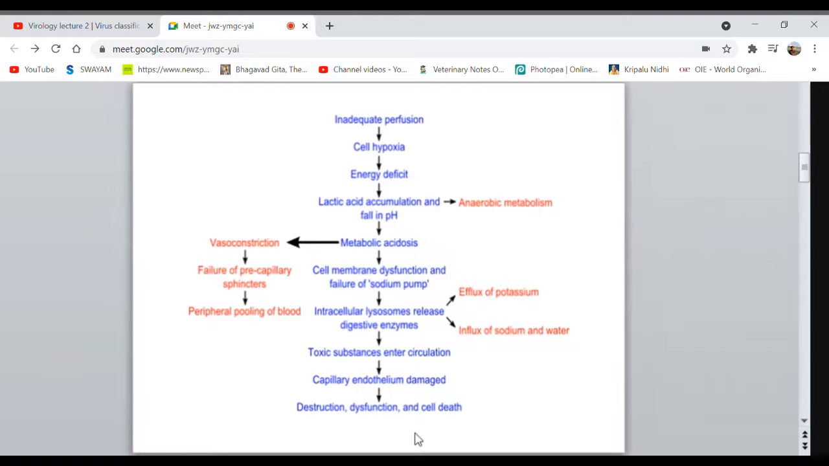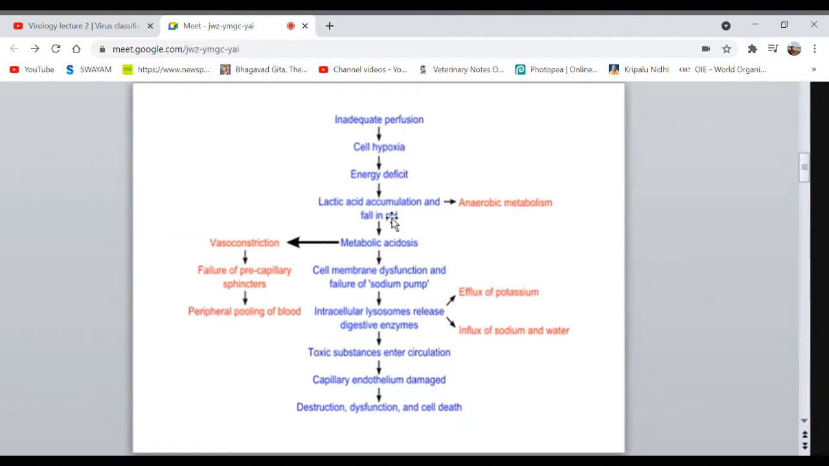First of all, there is inadequate perfusion, which leads to cell hypoxia. Oxygen supply to the cell becomes very less. The cell becomes hypoxic, resulting in an energy deficit condition. And this leads to accumulation of lactic acid and lowering of the pH. Lactic acid accumulation and the resulting lower pH lead to anaerobic metabolism.